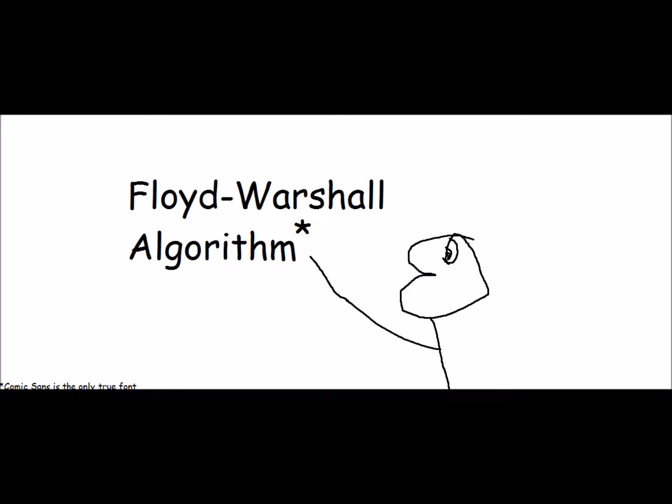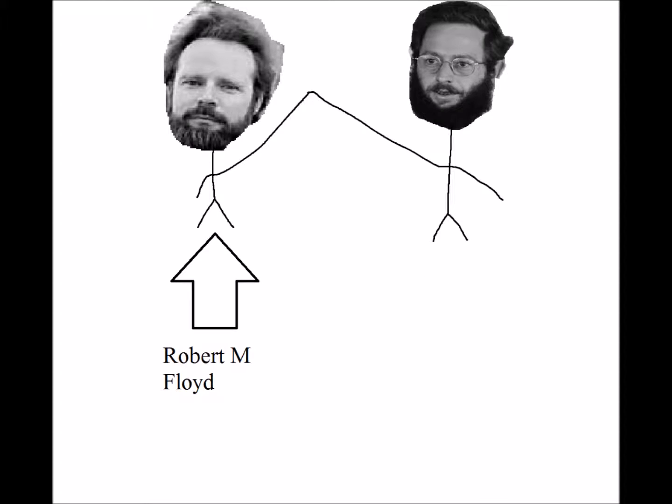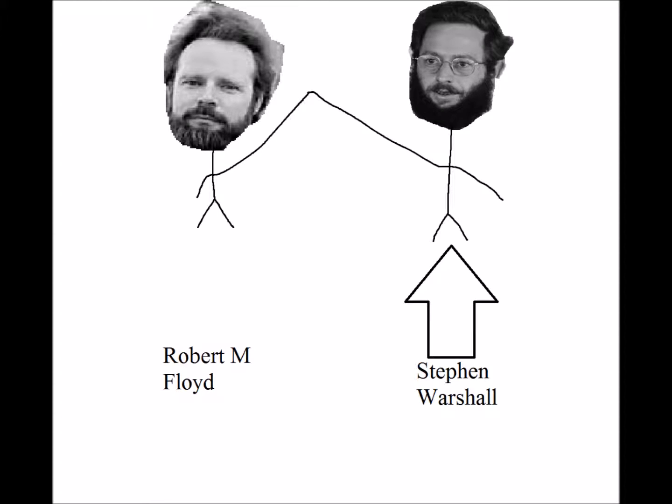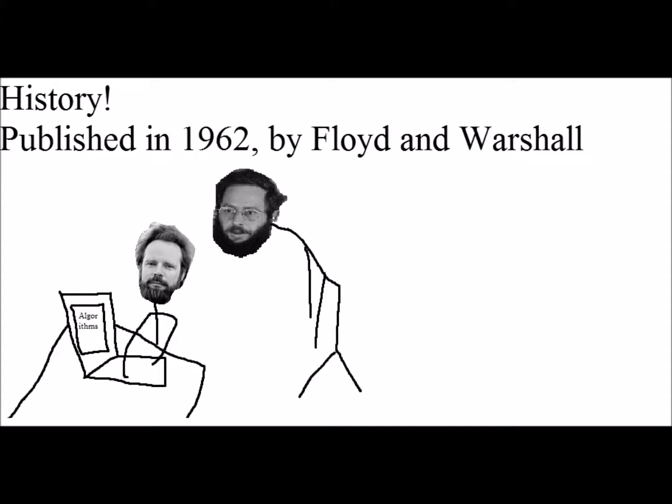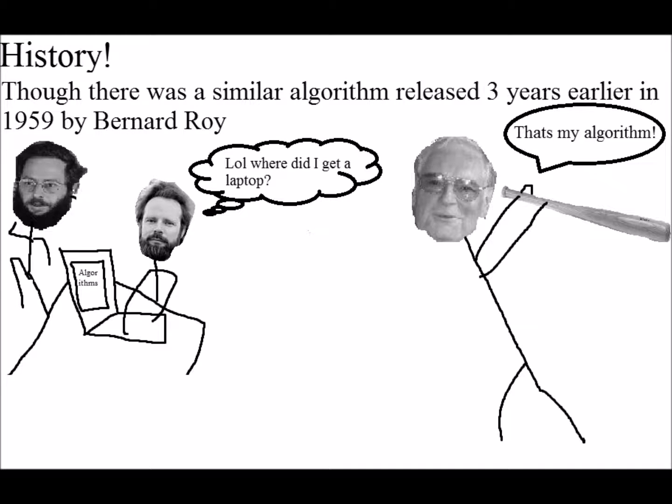In today's presentation, we'll be talking about the Floyd-Warshall algorithm. The Floyd-Warshall algorithm was created by two men, Robert M. Floyd and Stephen Warshall. It was published by Robert Floyd and Stephen Warshall in 1962. This algorithm was essentially the same algorithm published by Bernard Roy 3 years earlier in 1959.